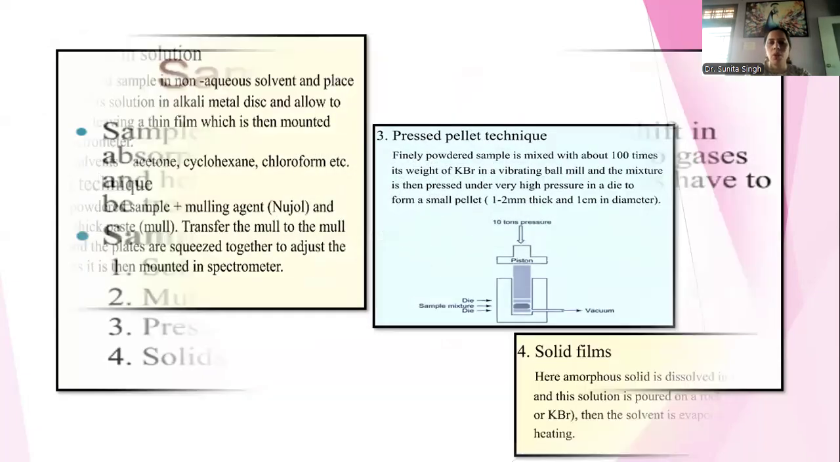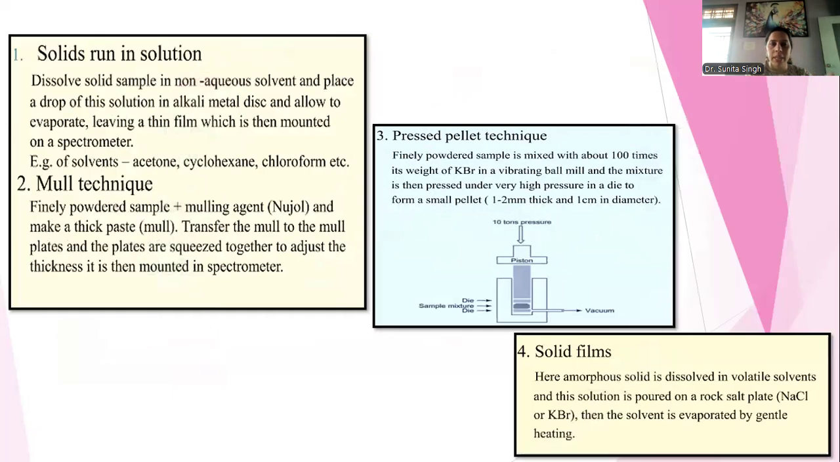So for sampling of solids, we have solids run in solution and the mull technique. In solids run in solution, we dissolve the desired solid sample in a non-aqueous solvent and place a drop of this solution on an alkali metal disc and allow it to evaporate, leaving a thin film which is then mounted on a spectrometer.